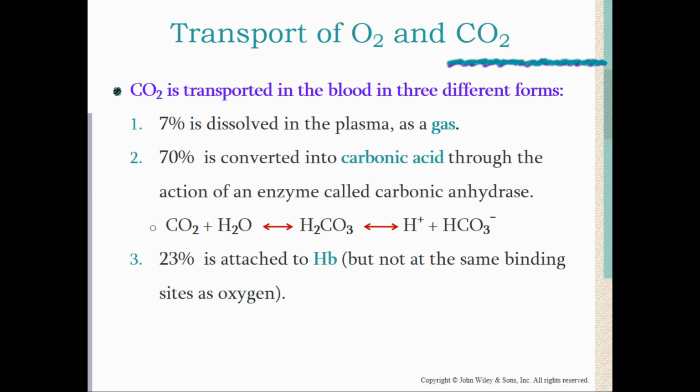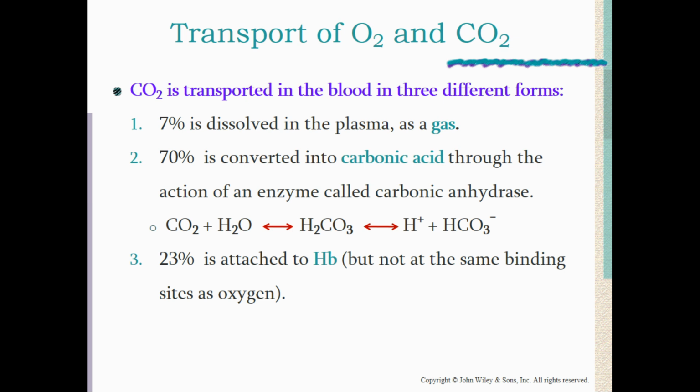CO2 is transported in the blood in 3 different forms. 7% is dissolved in the plasma. 70% is converted to carbonic acid through the action of an enzyme called carbonic anhydrase. So the formula is CO2 plus H2O yields H2CO3, which yields H+ plus HCO3-. 23% is attached to hemoglobin, but not at the same binding sites as oxygen. So hemoglobin has binding sites for oxygen and has binding sites for carbon dioxide.